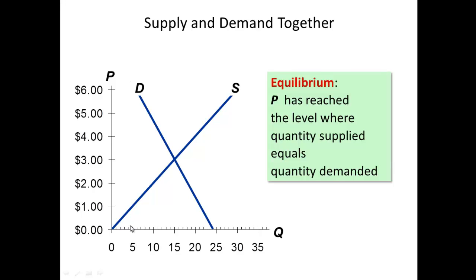Again, when we look at the supply, we see that supply is upward sloping. That tells us that there's a positive relationship between price and quantity. And demand is downward sloping, meaning that there's an inverse or a negative relationship between price and quantity. We've looked at each one individually, and now we're going to look at it combined.